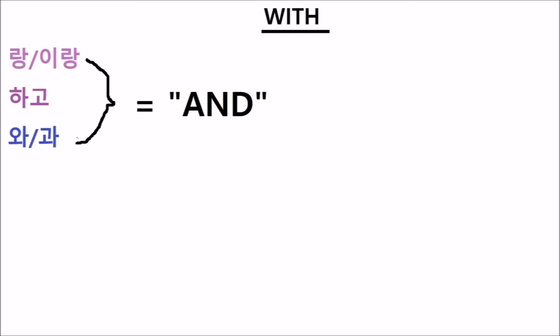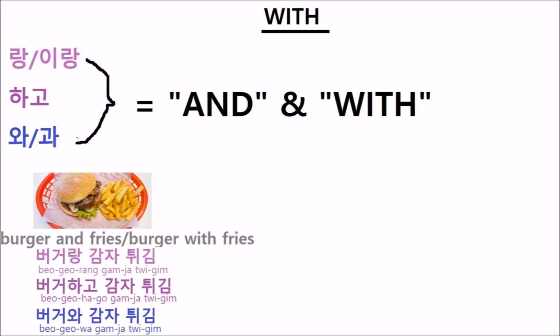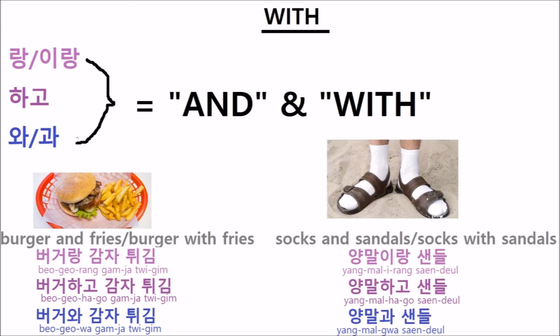Now you've seen the title of this video. We're supposed to learn with as well. But what if I told you that you already have learned the word with? Because these words not only mean and, but also with. I never really realized just how easily interchangeable the words with and and actually are. You can say burger and fries or burger with fries. You can say socks and sandals or socks with sandals. It's practically the same thing.